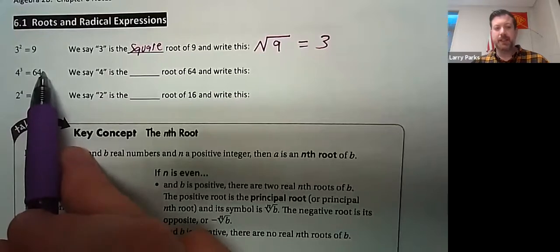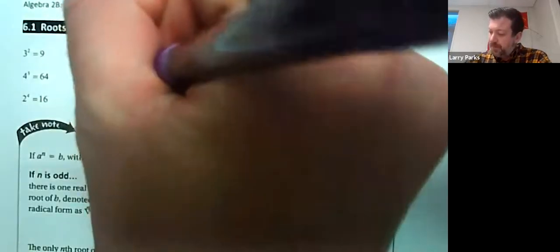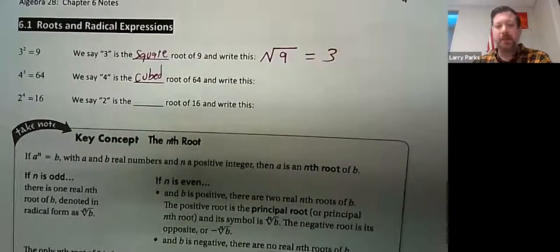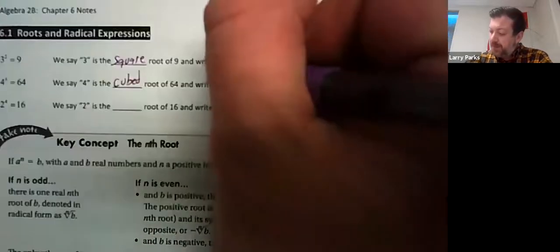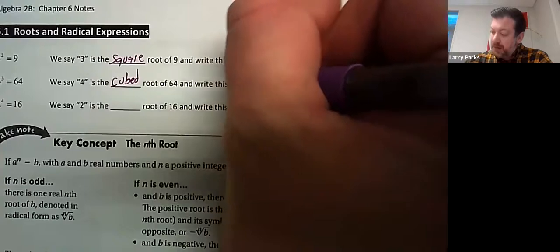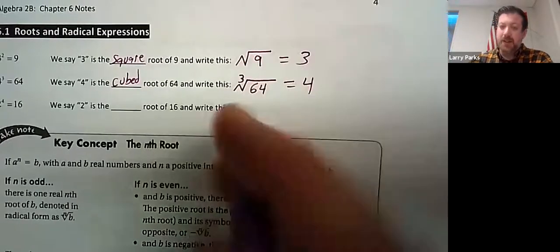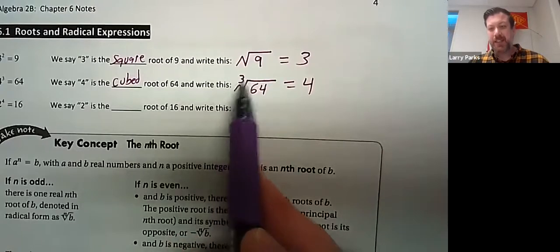4 to the 3rd is 64. We say that 4 is the, we call it a cubed root. Cubed root just means to the 3rd power. And we write it like this. We would say the cubed root of 64 is 4. Notice to represent a cube, we put a 3 up here. It's called the index.